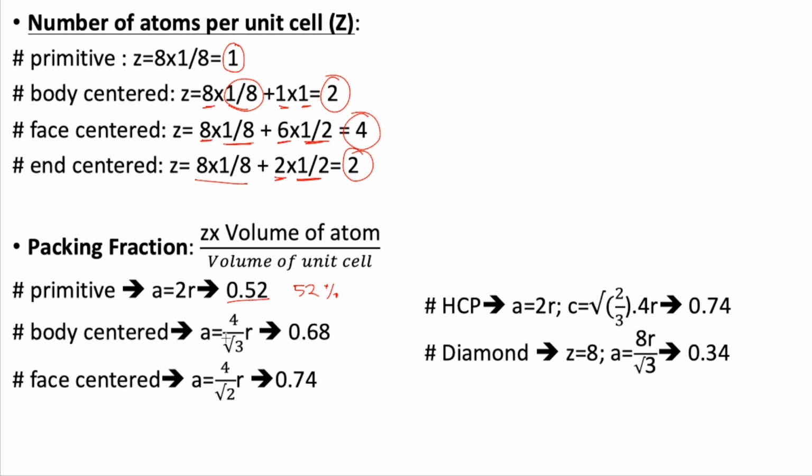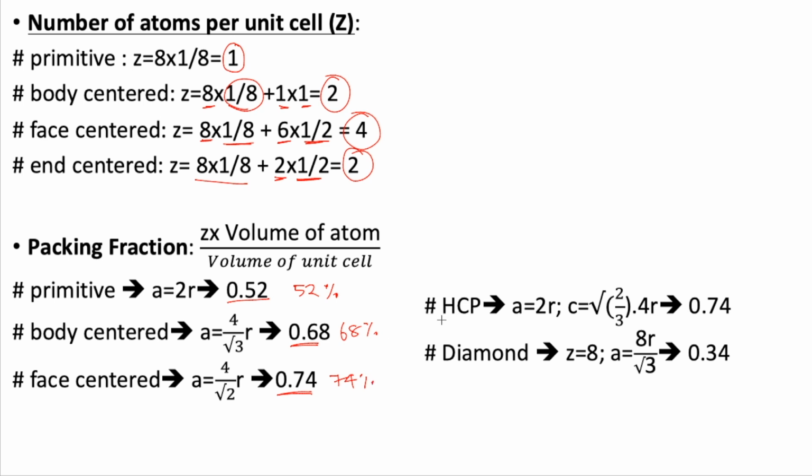Whereas for body centered cubic, the relationship between A and R is A equals 4 by root 3 R, and the packing fraction is 0.68 or 68%. For face centered cubic, the relationship between A and R is A equals 4 upon root 2 R, and the packing fraction is 0.74 or 74%.